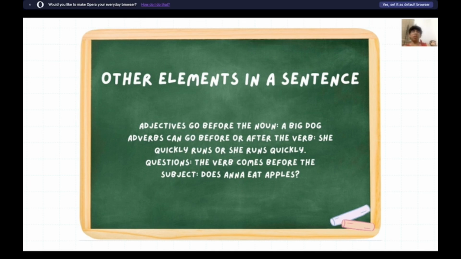It doesn't matter, or it depends on the context. For example, she quickly runs or she runs quickly. For me, it's better: she runs quickly. For me, it sounds better.